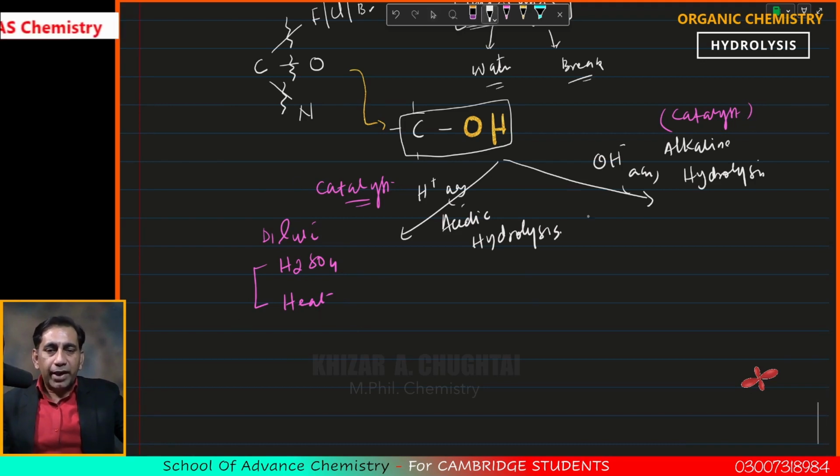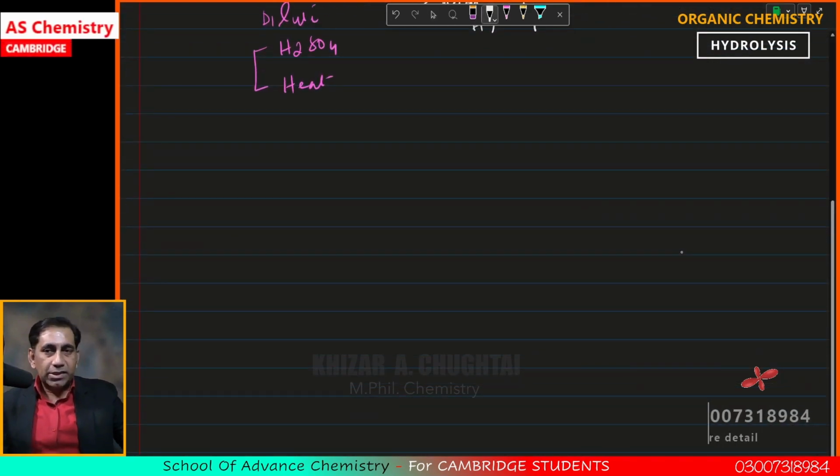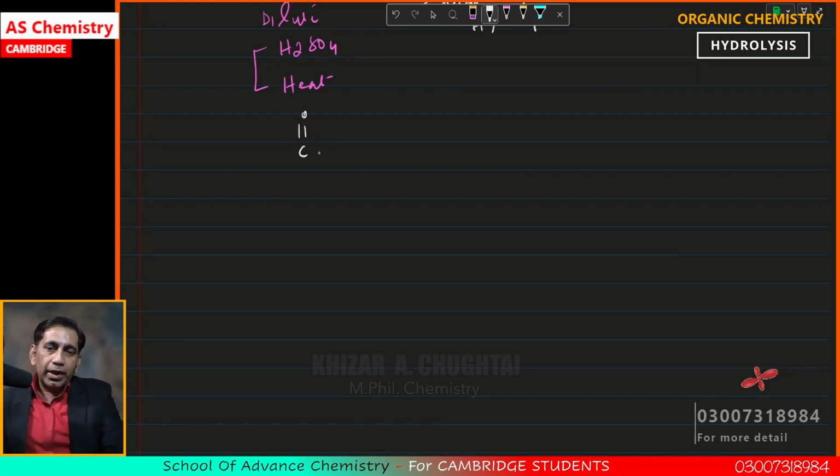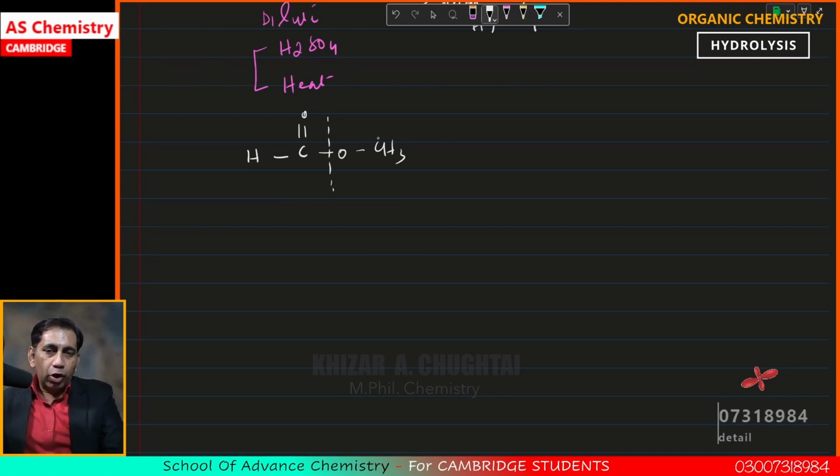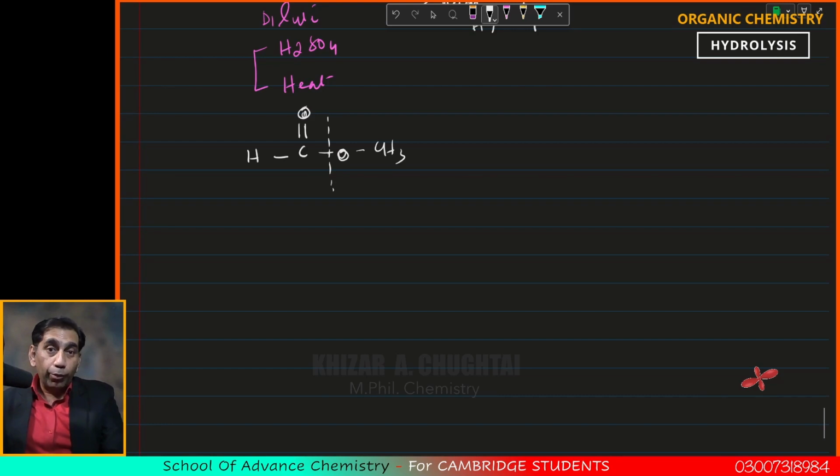Now I'm going to explain the different examples. Those are in your AS chemistry level. Number one, the first thing is ester. You can hydrolyze an ester. This is the ester, for example methyl methanoate. So where is the bond supposed to be broken? This C-O bond will be broken, not this one, because this carbon has two oxygen atoms, and these two oxygen atoms are highly electronegative. So this is the more polar bond. It will be broken. And what will be done next?